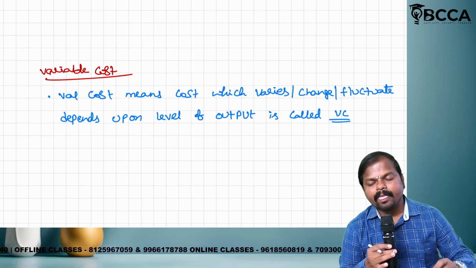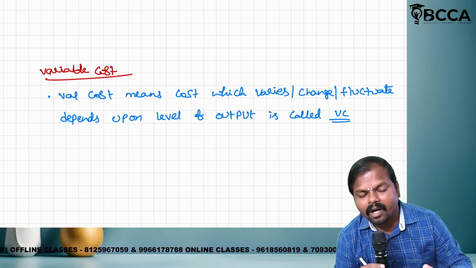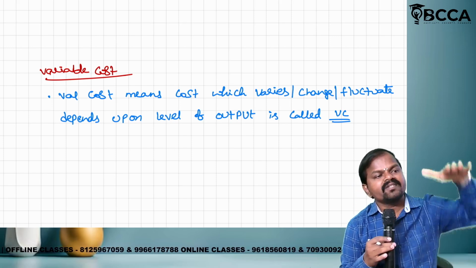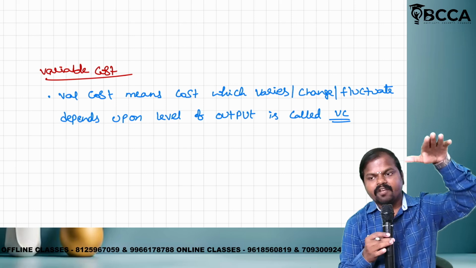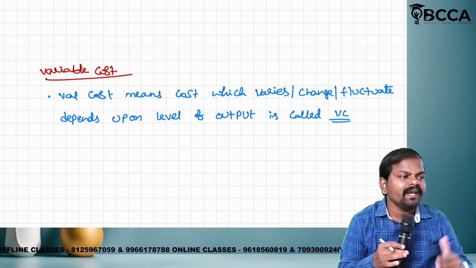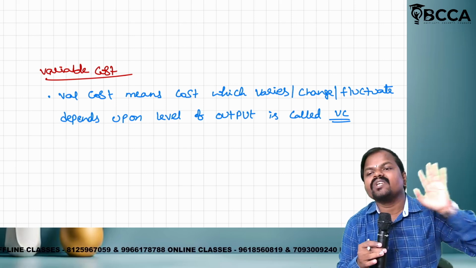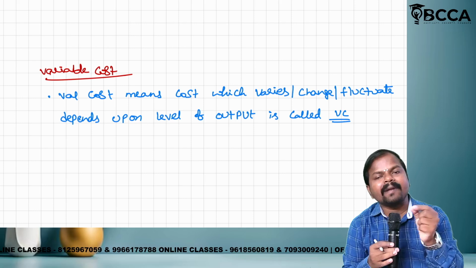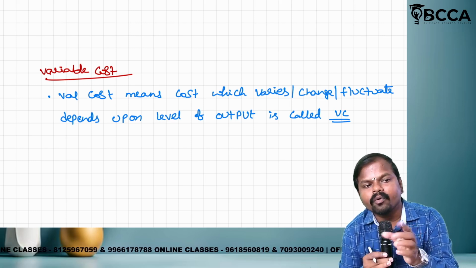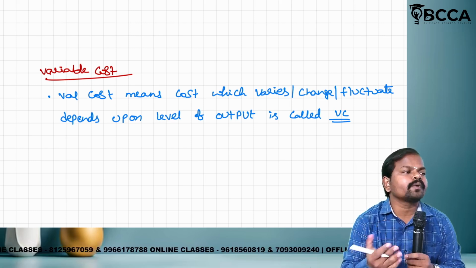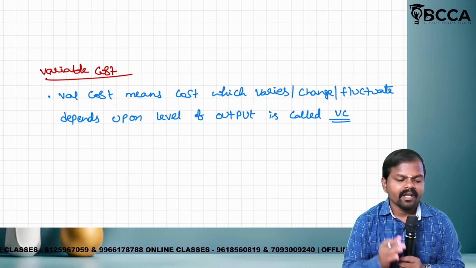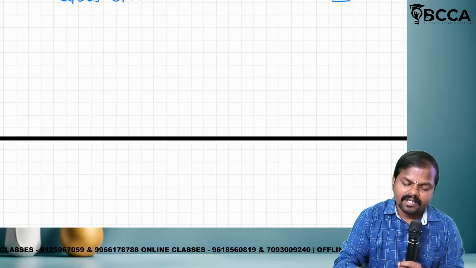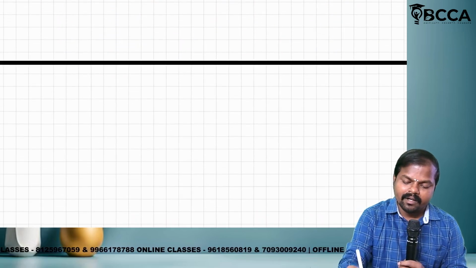Now tell me, variable cost, how will it be? If my output is increased, cost will be increased. If my output is decreased, cost will be decreased. If my output is zero, cost will always be zero. It means it purely depends upon output, how much output is produced by the entity. It is called variable cost.